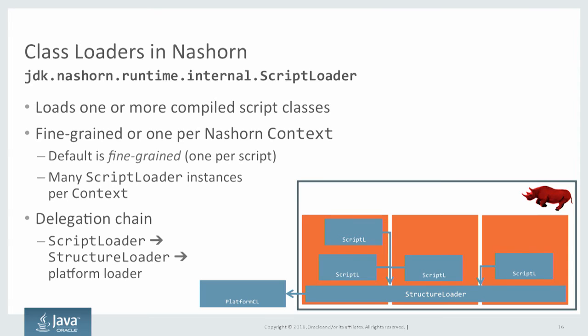Up next, the script loader is responsible for loading the script classes generated by the Nashorn JavaScript source to class file compiler. By default, there is one such loader per script. This doesn't have to be the case, but this is the default. Consequently, there can be many such loaders in one Nashorn engine, depending on how many scripts are loaded. Each script loader delegates to the structure loader, which in turn delegates to the platform loader. Thereby, all the structure classes are effectively shared, and all the platform classes as well.